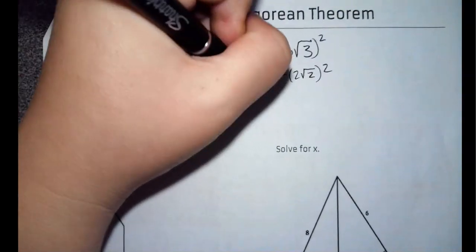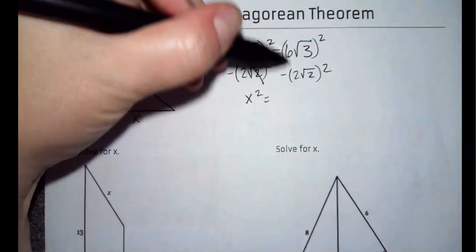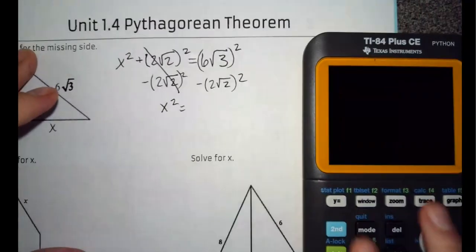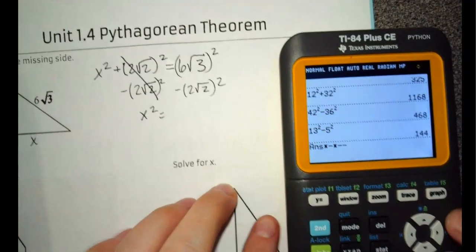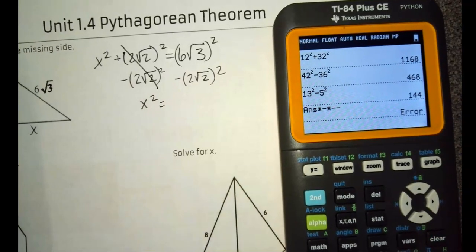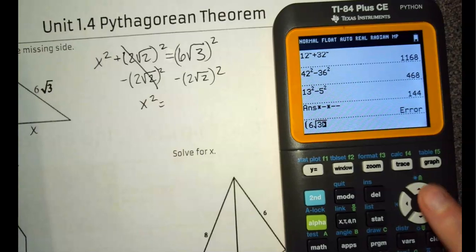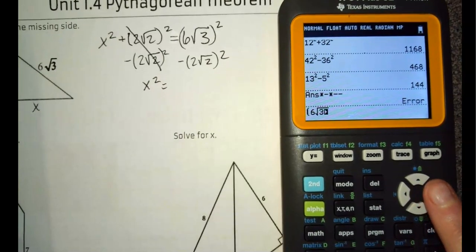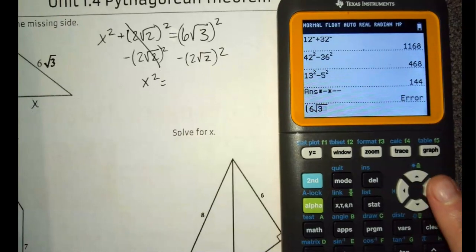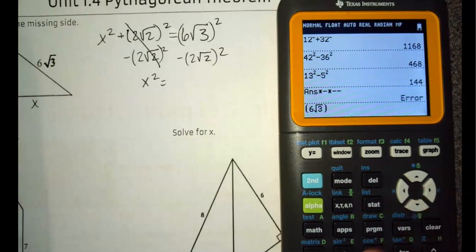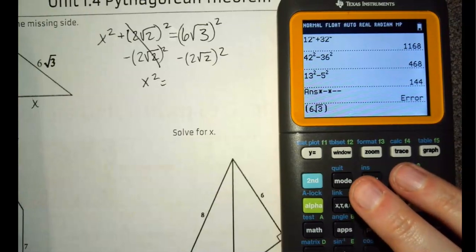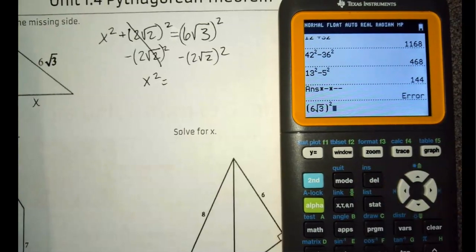So that's going to cancel out. X squared is this, but in order to get this, we must subtract this. So let's do that in the calculator. So we're going to do parentheses, 6 square root 3. All right, and then this is the trick. So just pay attention to what I'm doing here. You want to click this arrow. And once you click that arrow, you can then close the parentheses. And then you're going to square it.